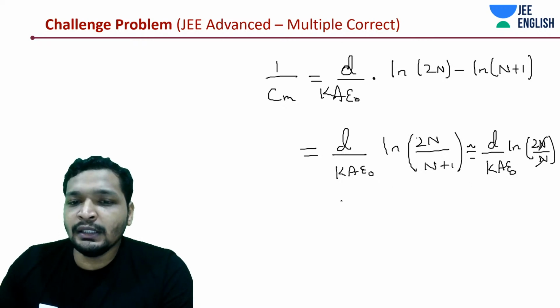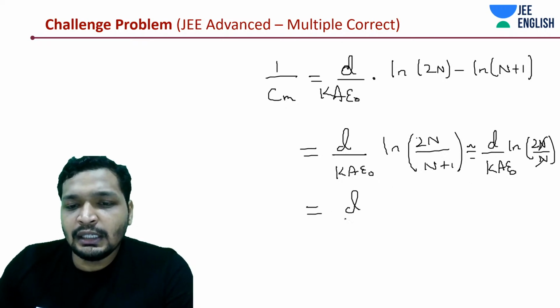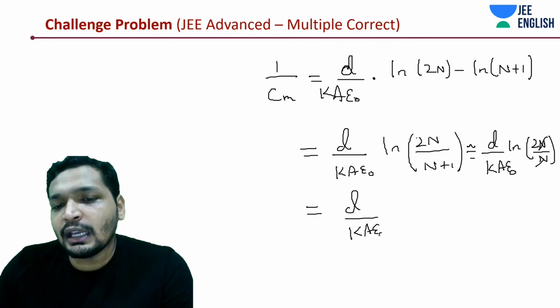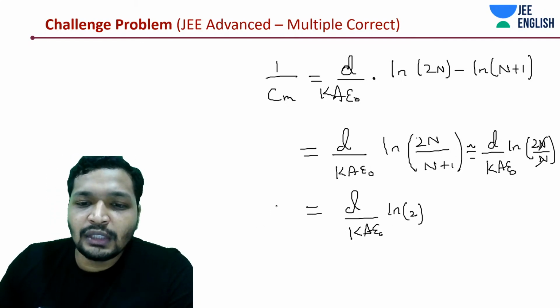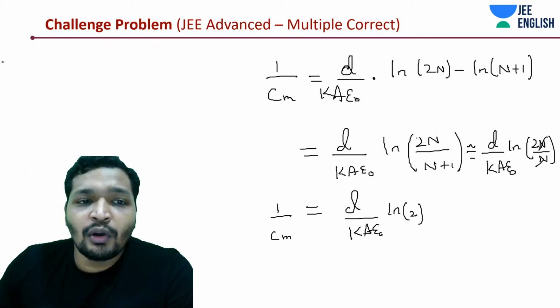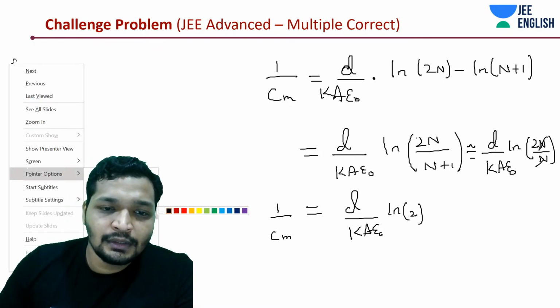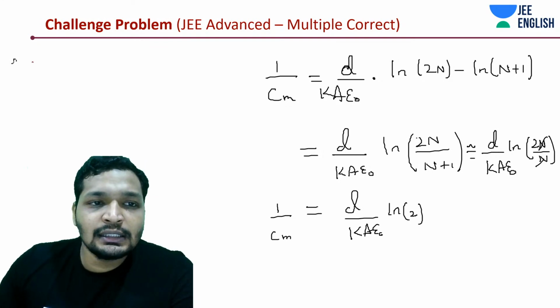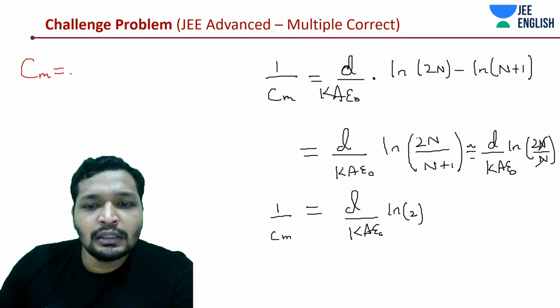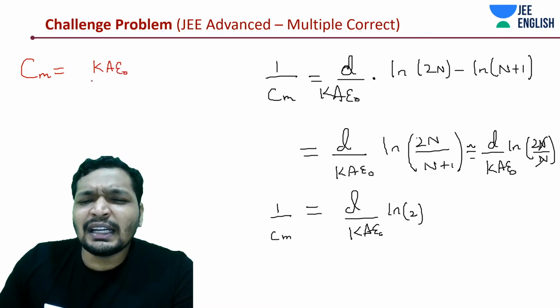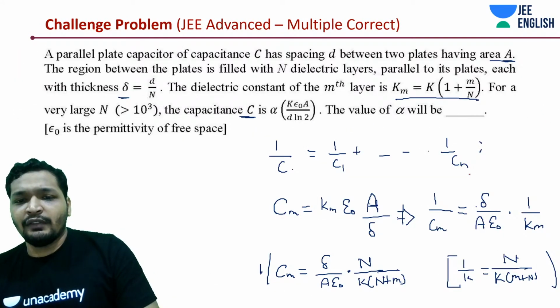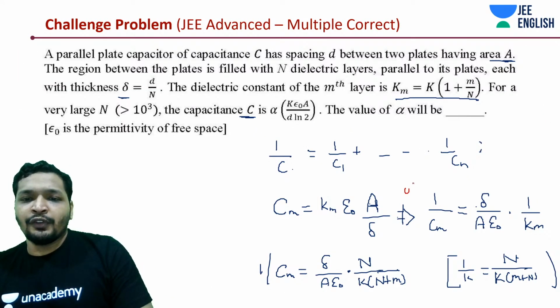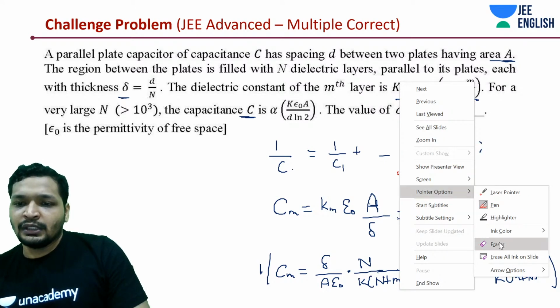So this would be basically d by K a epsilon naught log of 2. That is how much? 1 by Cm. What is the value of Cm then? Simply said, Cm is K. But you wouldn't be doing this entire thing, guys. The moment you arrived at this solution, you arrived at this. So this is something that most of you know. There is no issue in this, I believe.